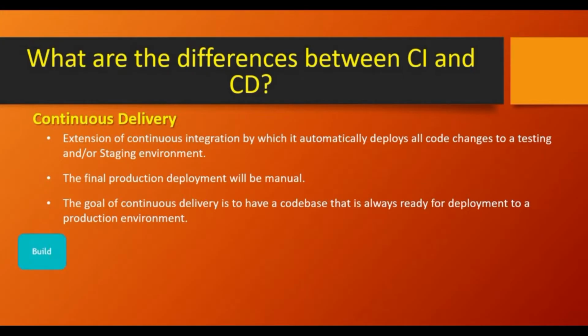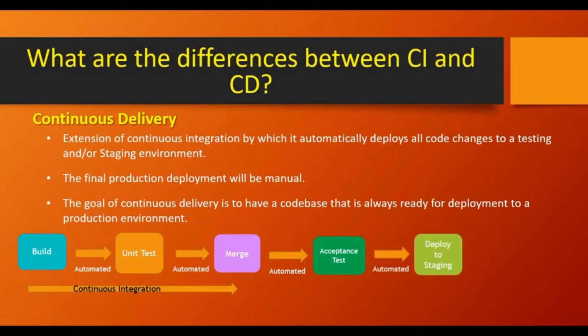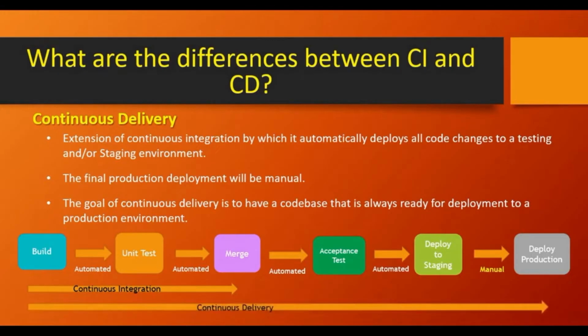If you want, you can just click a button or say yes, and then it will get deployed to production. To give a pictorial representation as we did for continuous integration, you have build, unit test, and then merge. This would be the continuous integration part. After that you can do an automated acceptance test, and also a deployment to the staging area, but after that the deployment to production should be a manual process. That is the difference between continuous integration and continuous delivery.